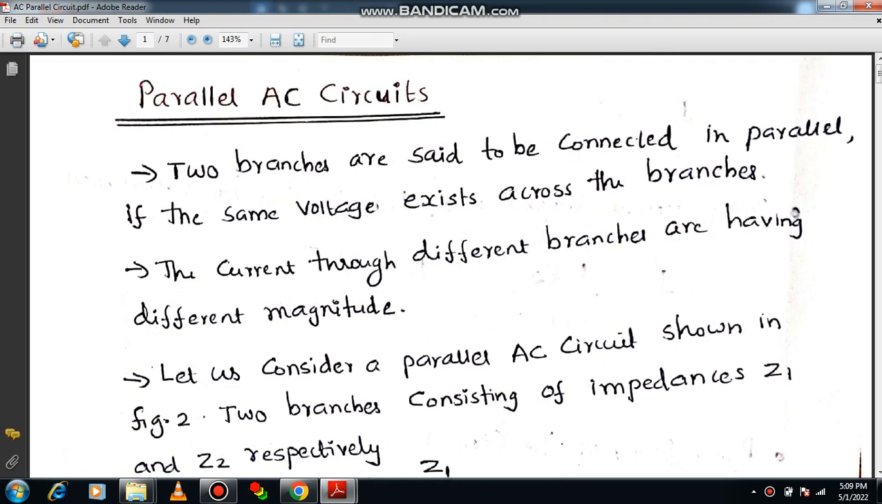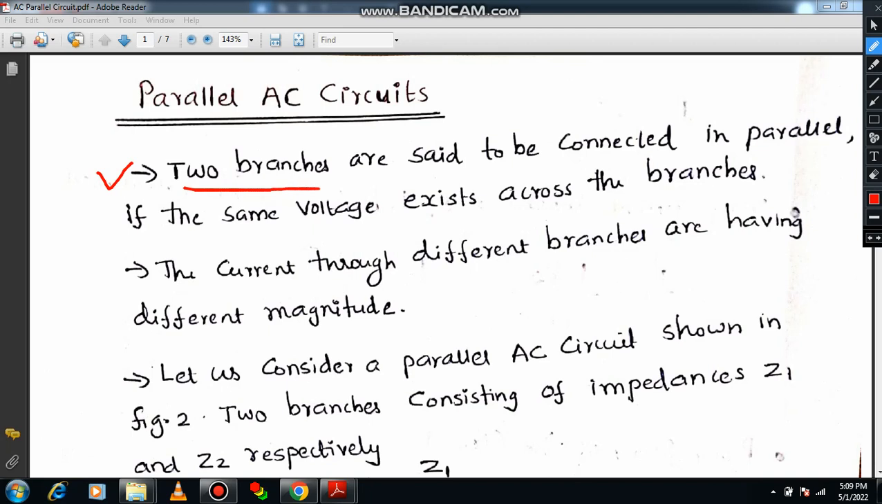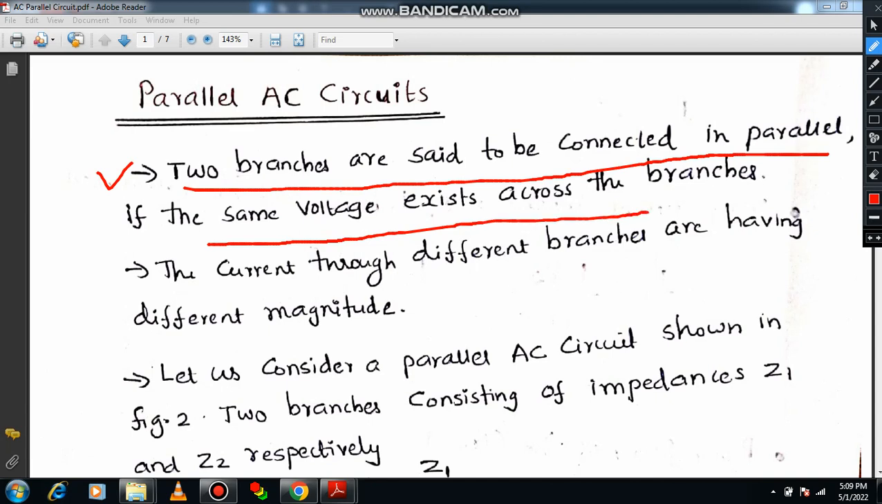First of all, I would like to ask one question to you. What is a parallel circuit? You know, in case of a parallel circuit, voltage remains the same and the current through the branches is different. Two branches are said to be connected in parallel or shunt if the voltage is the same at all the branches. Suppose there are two branches, the voltage across each branch will be the same. What about the current? The current through the branches will be different.